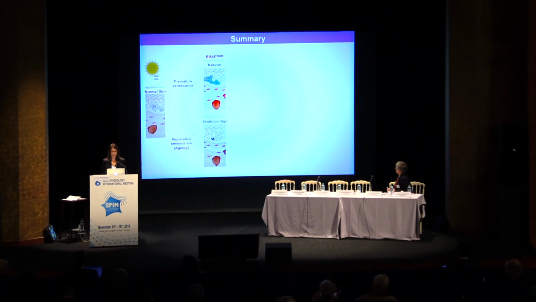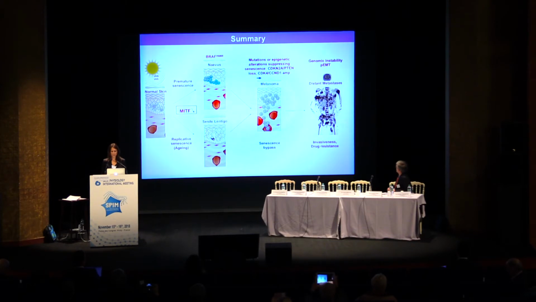So to sum up, this is the schema I would like to propose. Melanocytes can give rise to nevus or senile lentigo, and this is related to senescence, premature senescence, replicative senescence, or aging. And our work showing that MITF inhibition can trigger senescence could be of interest in this process. And more globally, we identified the full repertoire of MITF target genes, among which we find some genes that regulate pigmentation and the senescence process. And our finding can also be of interest in the progression of those lesions to melanoma.